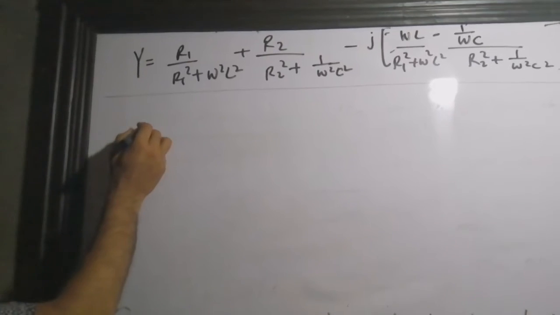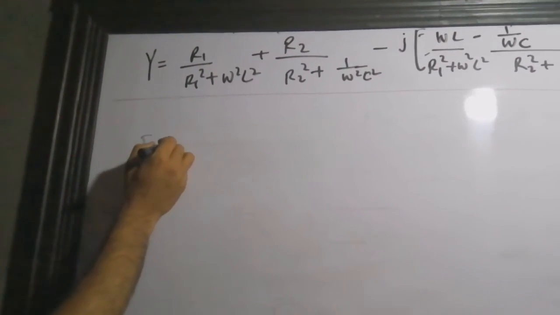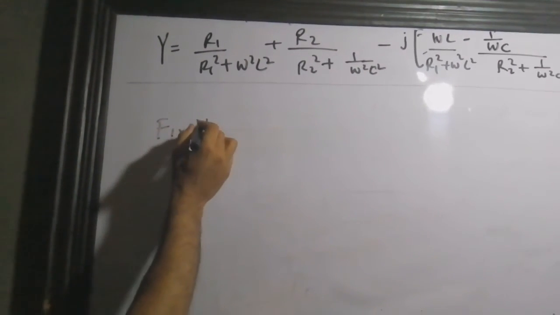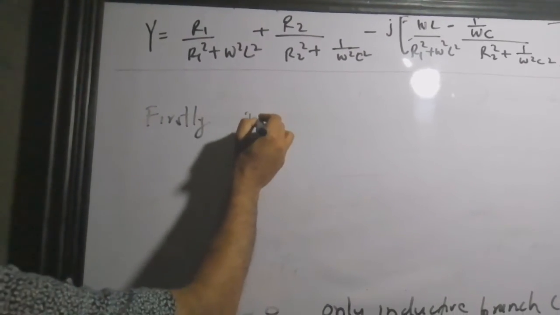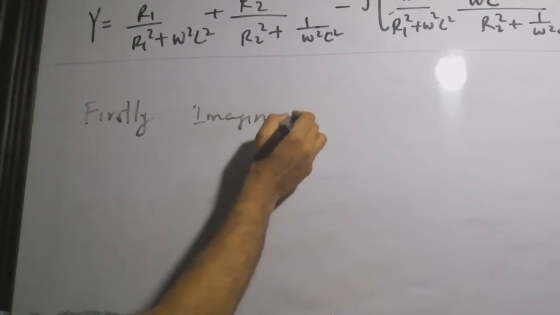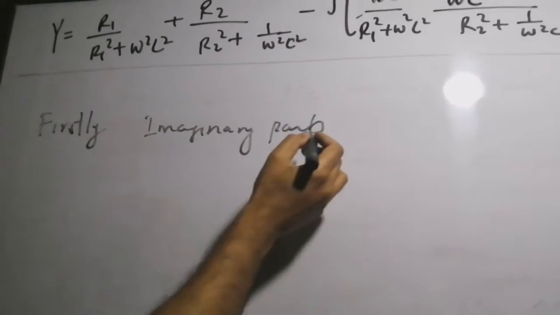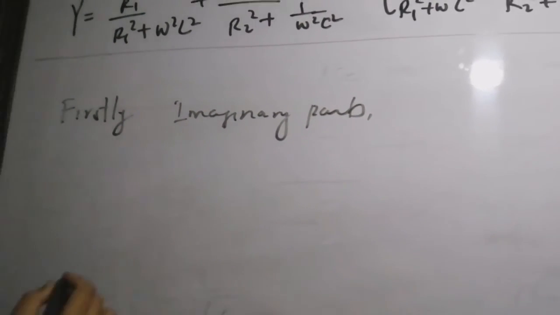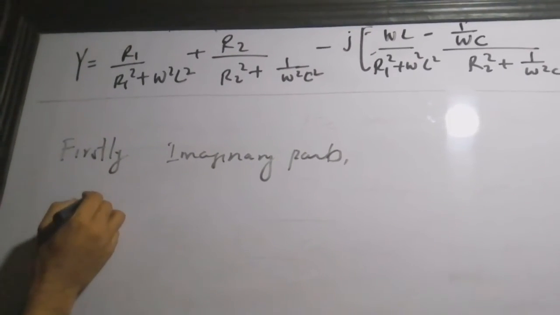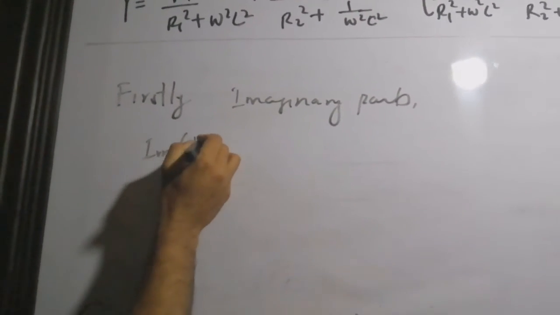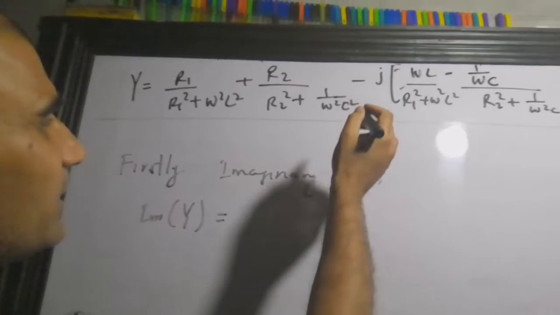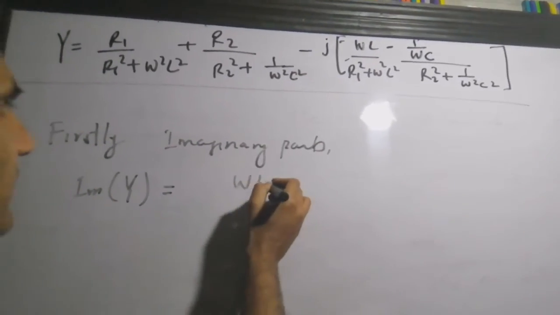Let me put the imaginary part first. Firstly, the imaginary part, because it has bigger terms, so I want to do it one by one. So for the imaginary part of Y, if I put this value, then omega L is there.